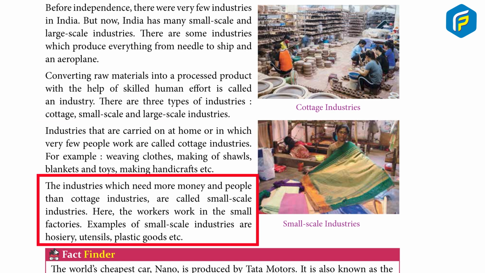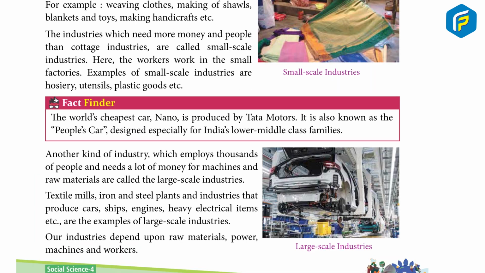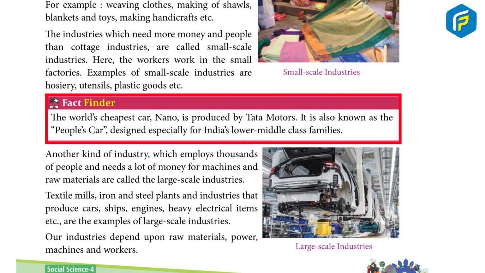The industries which need more energy of people than cottage industries are called small-scale industries. Here the workers work in small factories. Examples of small-scale industries are hosiery, utensils, plastic goods, etc. Fact Finder. The world's cheapest car, Nano, is produced by Tata Motors. It is also known as the People's Car, designed especially for India's lower middle class families.